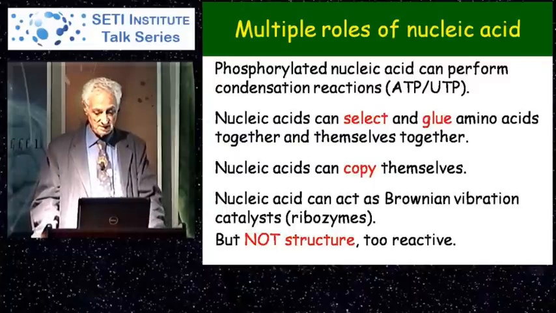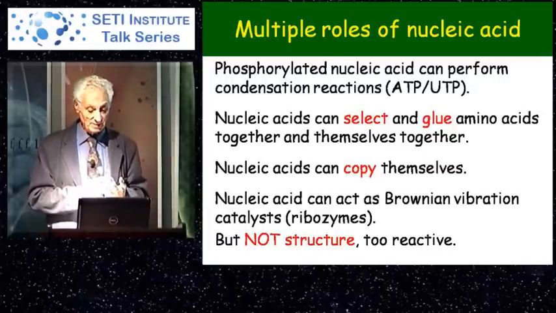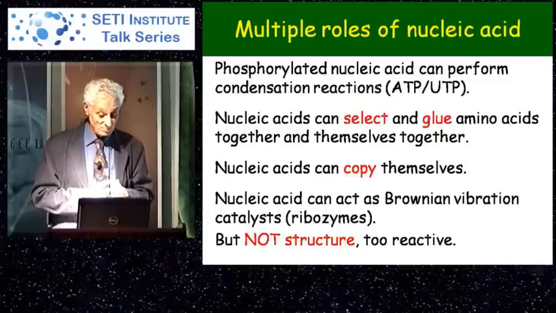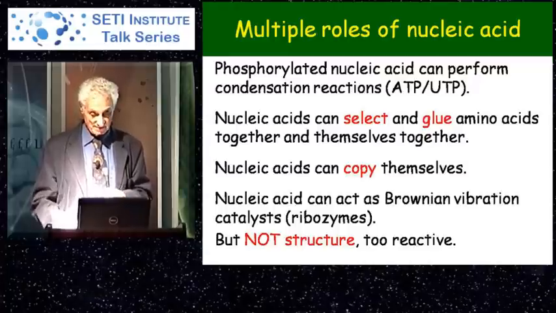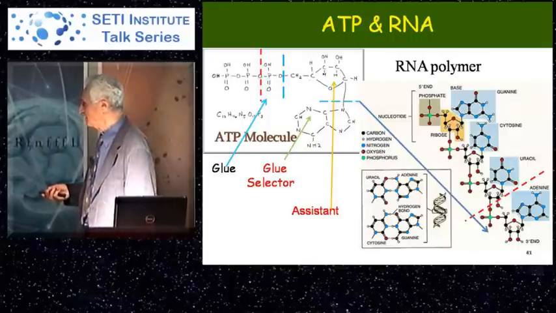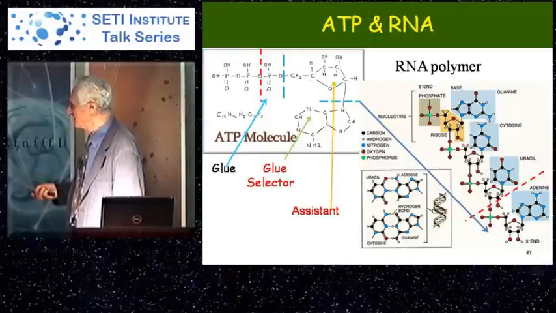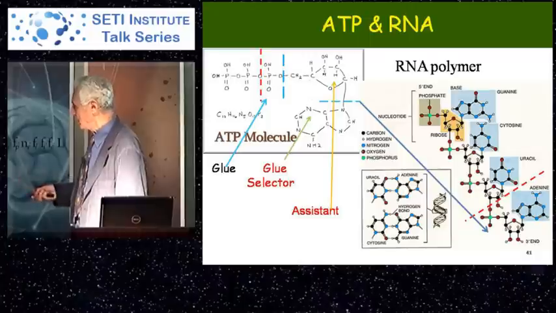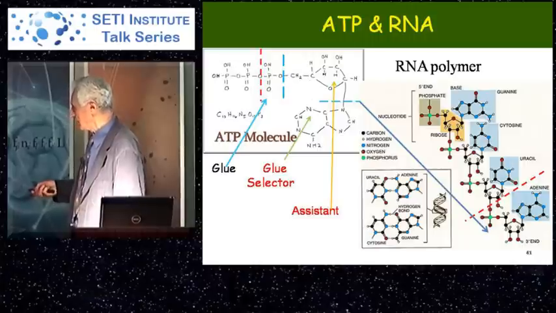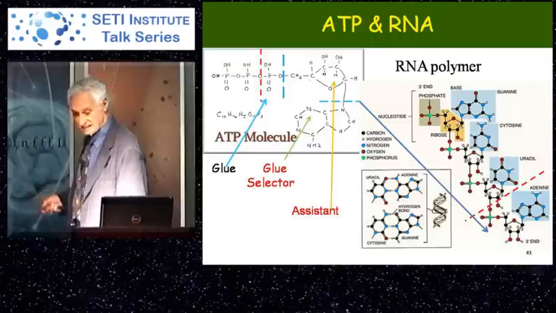There are the multiple roles. The nucleic acid, when phosphorylated, can perform condensation reactions. It can select and glue amino acids, it can copy itself, connected to Brownian vibration catalysts and enzymes, ribozymes of course, but it can't make structures too reactive. Here it is actually. The pieces, you can see both as the glue, there's the HPO3, there is the sugar with its OHs, and there is a base, but equally in this RNA polymer, there is the base, the sugar, and the phosphate, and they link together with the sugar forming the intermediary between the phosphate and the base because it's needed for its OH.